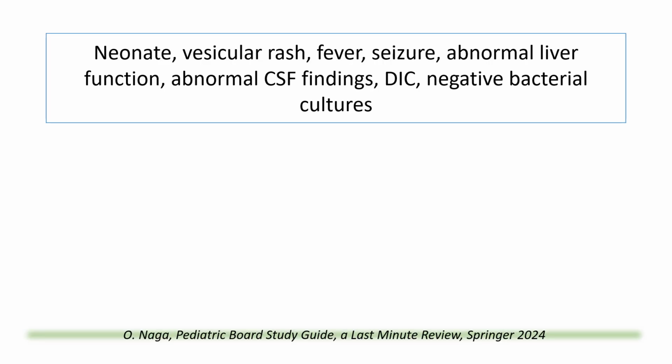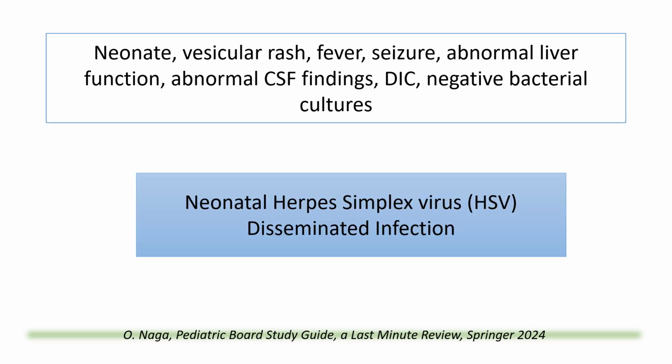A newborn presenting with vesicular rash, fever, seizure, abnormal liver function, abnormal CSF findings, DIC, and negative bacterial cultures, what is the most likely cause? Neonatal herpes simplex virus disseminated infection.